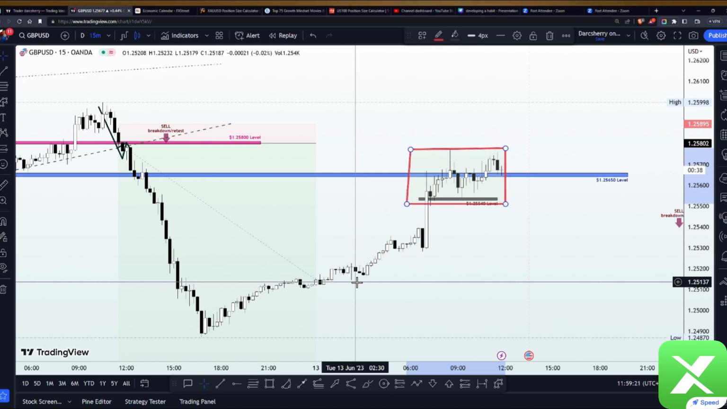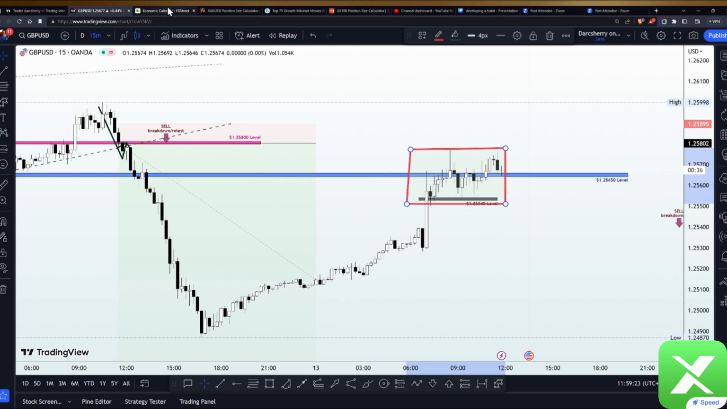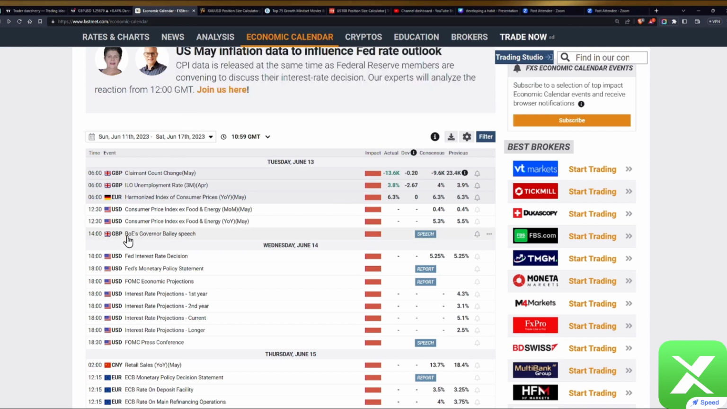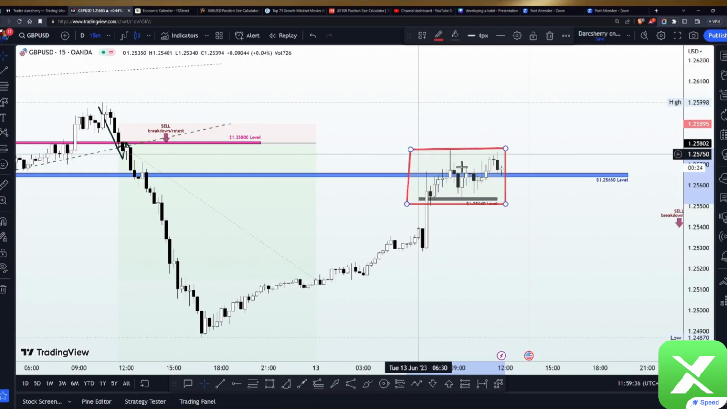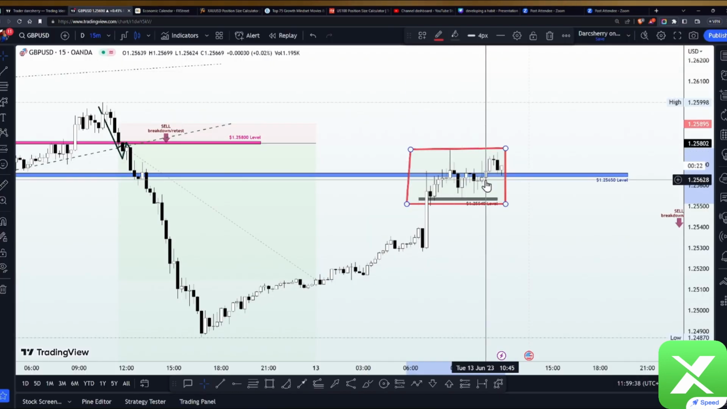And considering the fact that we are looking forward to a high impact event today, that is the consumer price index, which will be a significant factor in determining if there's going to be a rate hike tomorrow or not, it is quite reasonable that we are seeing this kind of structure around this area.